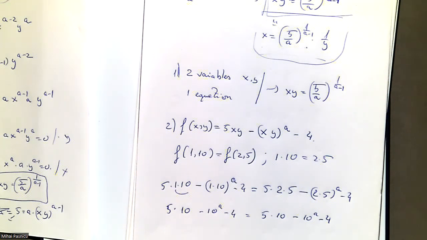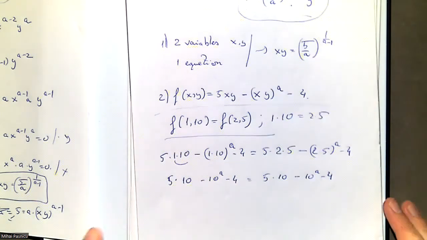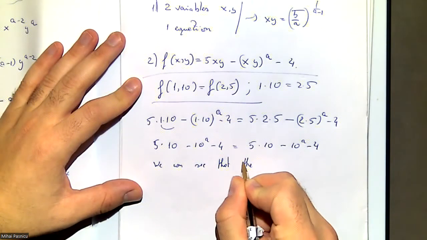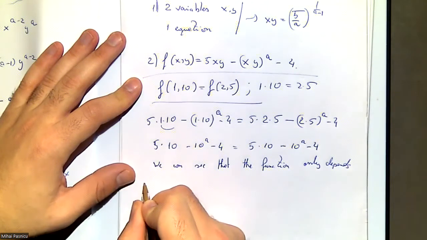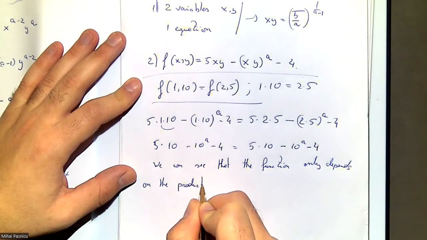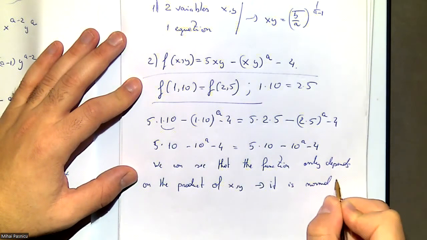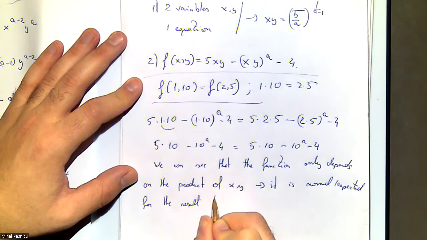So at that point, when we're trying to maximize this function, or the critical point, the result is only going to depend on the product of x and y. It's not going to depend on x or y, just their product. And the way I would answer it formally is, we can see that the function only depends on the product of x and y. Therefore, it is expected for the result to look like this.